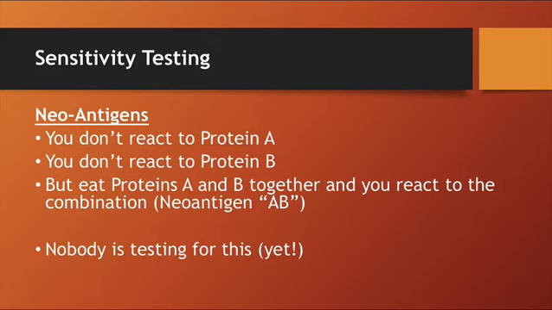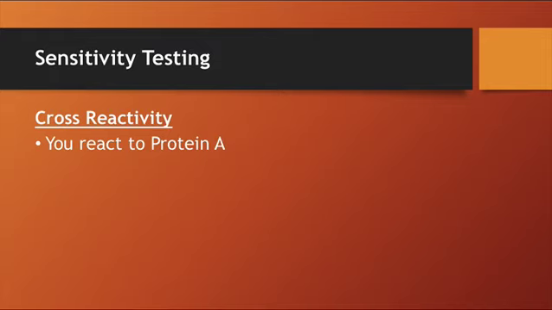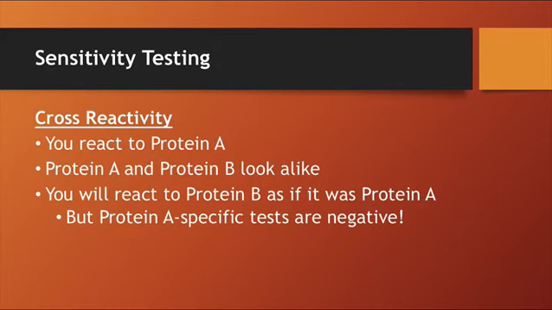What about cross-reactivity? You may have heard me talk about cross-reactivity in other places, but it goes like this. You react to protein A, and protein A and protein B look alike at a molecular level. The protein structure is actually similar, and it really is a case of mistaken identity. In a situation like this, you can react to protein B as if it was protein A, but protein A specific tests are completely negative. So you react to protein A, you eat protein B, it looks like protein A, and all of a sudden you get an immune response, even though the testing says you shouldn't.